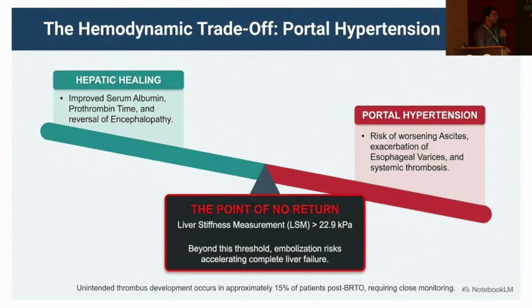When the liver stiffness measurement exceeds 23 kilopascal, there is no point in doing the shunt occlusion, because still the patient even after shunt occlusion, patient will worsen.